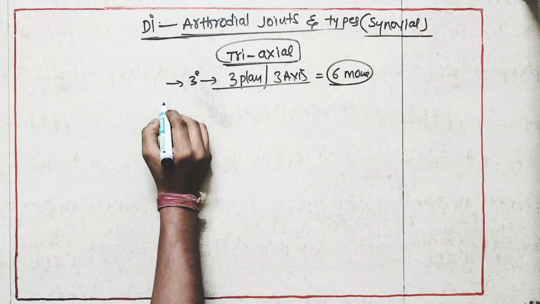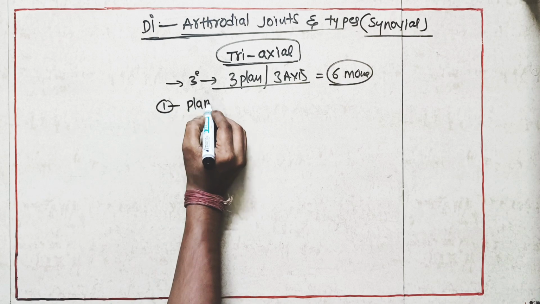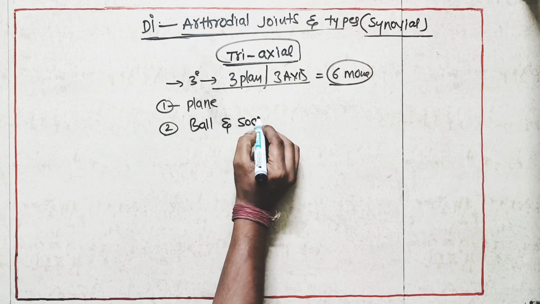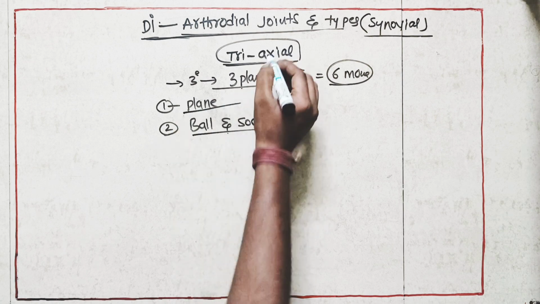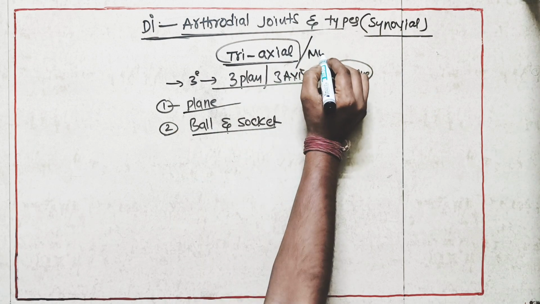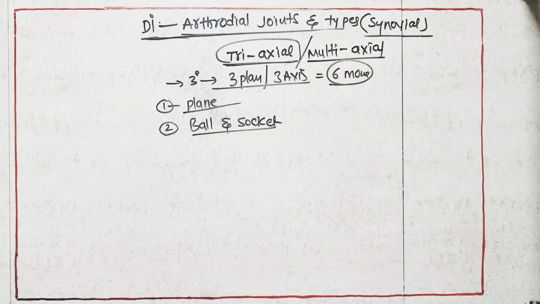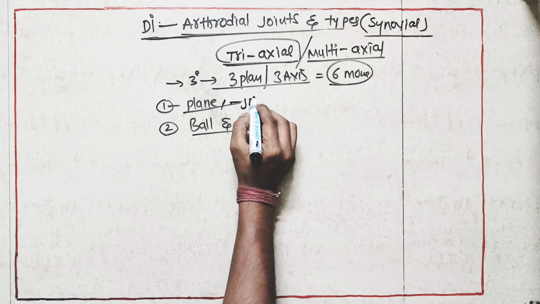So example for this joint: first one, plane joints. Second one, ball and socket. So these are the examples for the triaxial joint. Also called as the multi-axial joints. Okay. Now suppose if we take plane, what is this plane joint means? Plane joints where we can see.